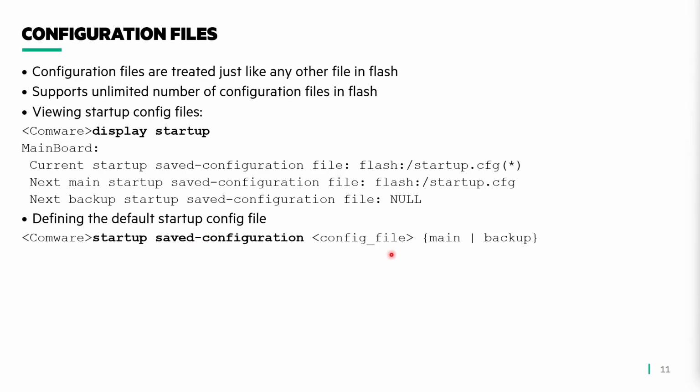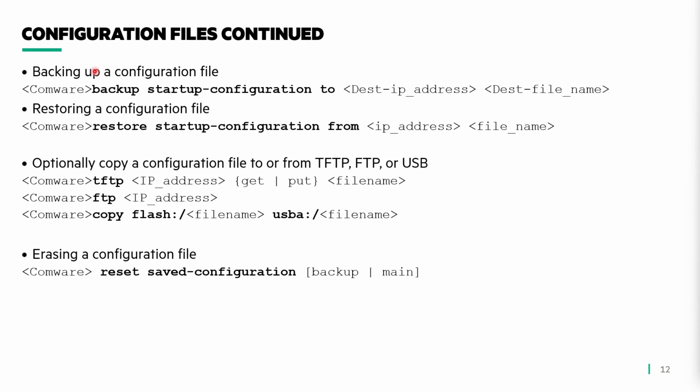So startup saved-configuration and the file. The file might not necessarily be named startup.cfg. It might be any name basically. So you can do backup startup configuration to a certain location. You can restore from it. You can TFTP to get and put a file, copy to or copy from. FTP IP, copy from flash to USB stick, memory stick. Reset saved-configuration is equivalent to the write erase command. Here you can also define which configuration you would like to reset if you would like.